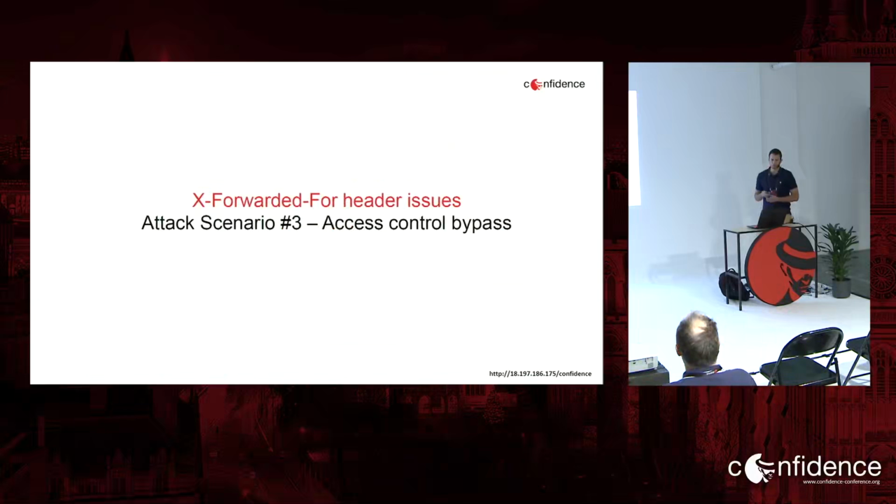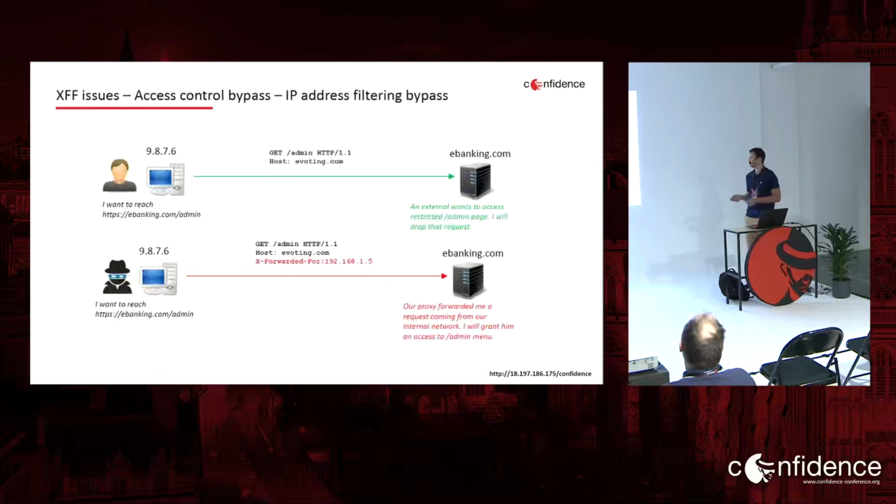And the third scenario, also related to the X-Forwarded-For header, is an issue which I have not identified personally, but my colleague identified it in one of the global banks. Access control bypass. As you probably know, some of the applications rely on the IP address if they want to restrict access to some resources on the web server. So by simply modifying the value of the X-Forwarded-For header, you can access, for example, admin resources or some other restricted resources.